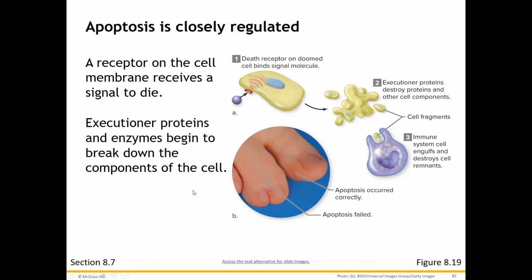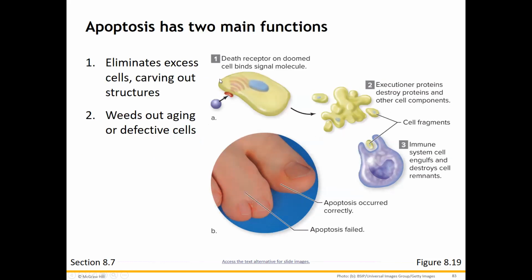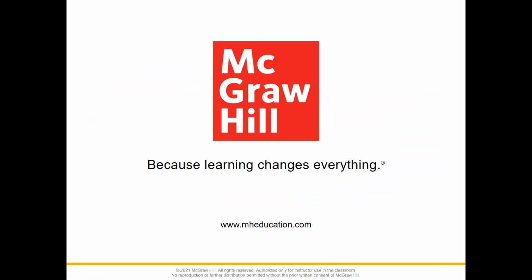So interesting analogy here. But to look at the bottom line, apoptosis has 2 main functions: to eliminate excess cells, to carve out structures such as the toes, and to weed out aging or defective cells. And we need a balance of that with cell division. So that wraps up chapter 8.